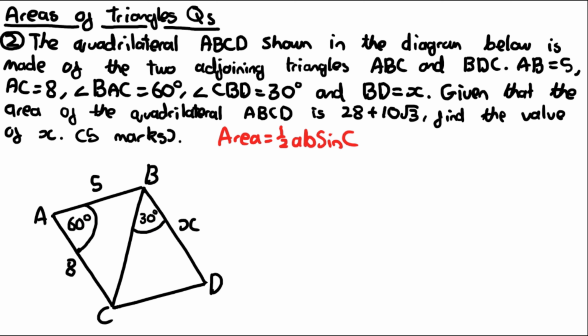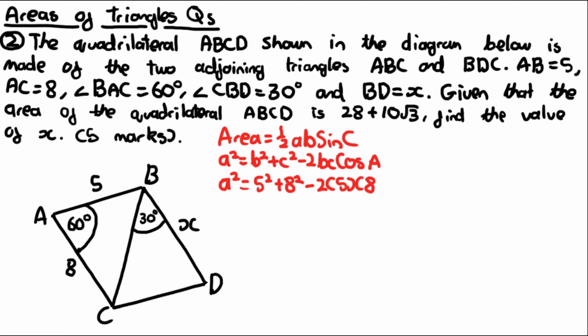So remember that the cosine rule is a squared is equal to b squared plus c squared minus 2bc cos A, where A here is obviously going to be this angle because we're trying to find this side here. We're just going to call this side a. So it's going to be a squared is equal to 5 squared plus 8 squared minus 2 times 5 times 8 times cos 60, which if you put into a calculator is equal to 49. So a squared is equal to 49, so therefore a is equal to the square root of that, which is 7, so this side is 7.